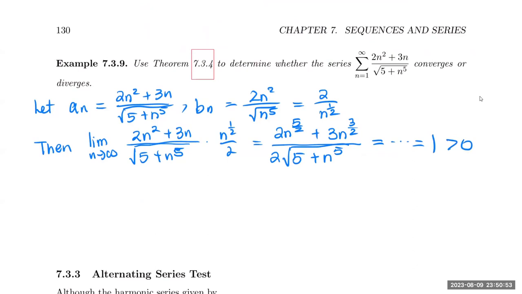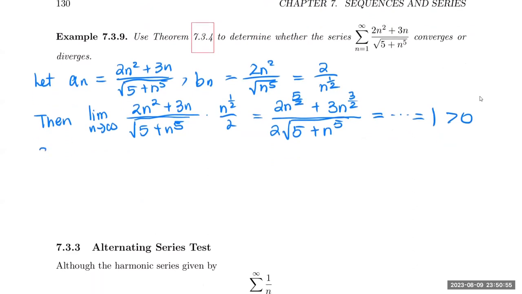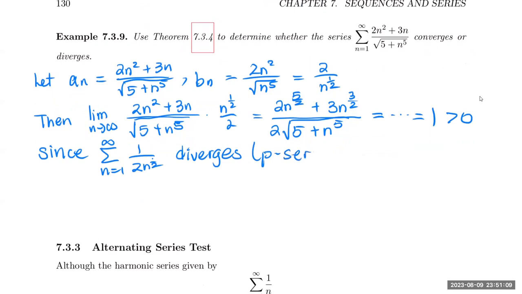So since the series of bn diverges by the p-series test, then this series must diverge as well.